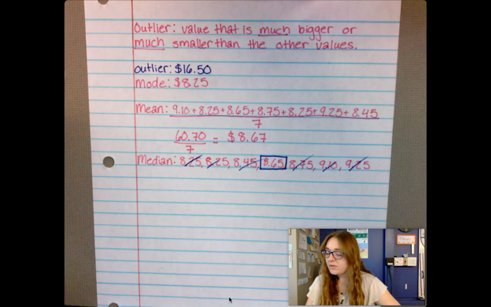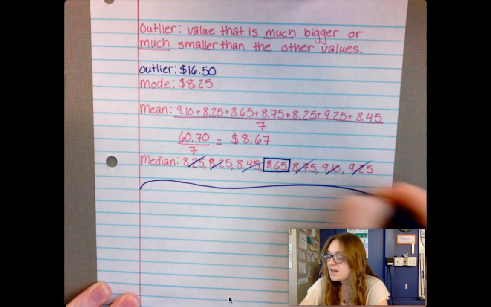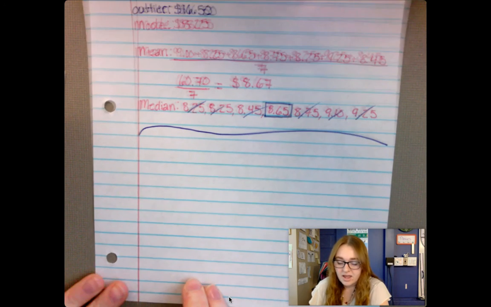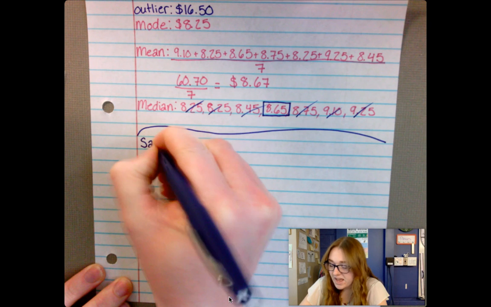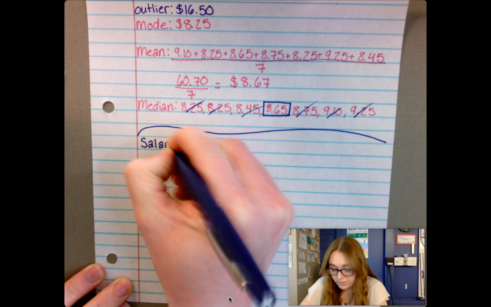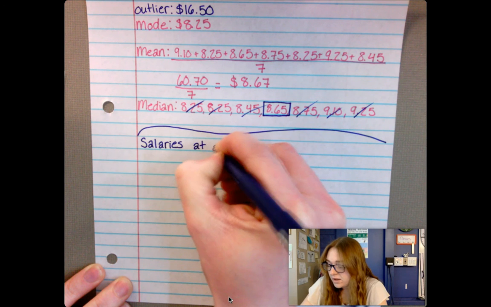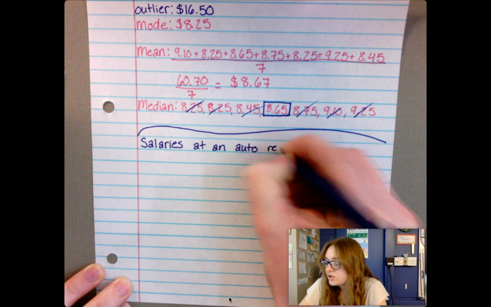And then I would like you guys to try a problem out on your own. Again, finding the mean, median, mode. And I want you to tell me, is there an outlier in this data set? So this is going to be salaries. So this is much bigger numbers at an auto repair shop.